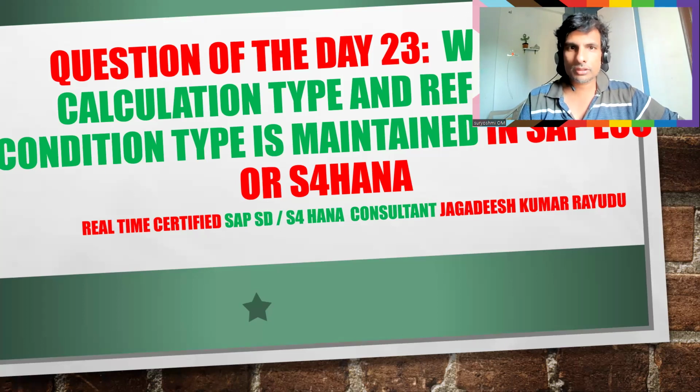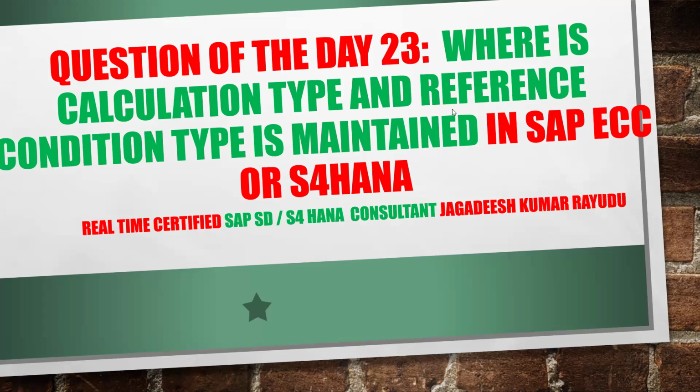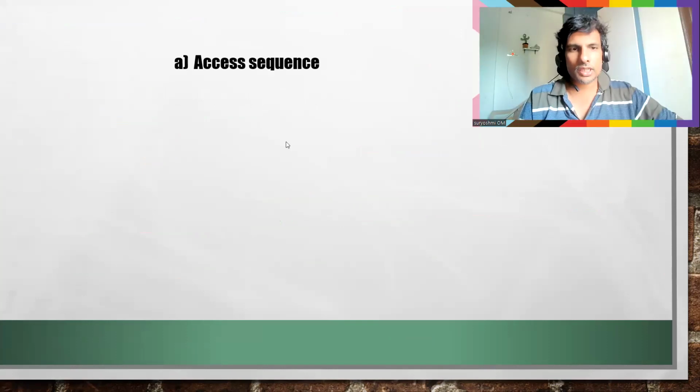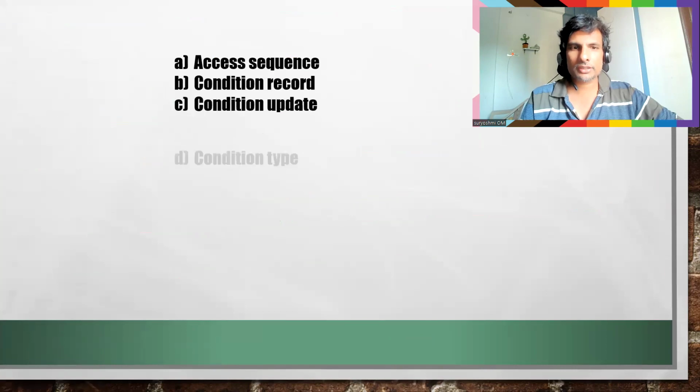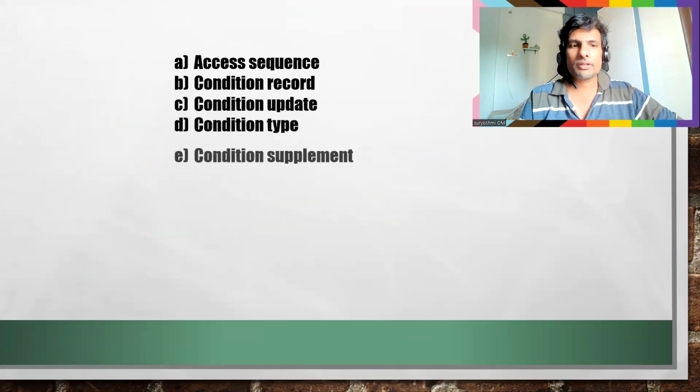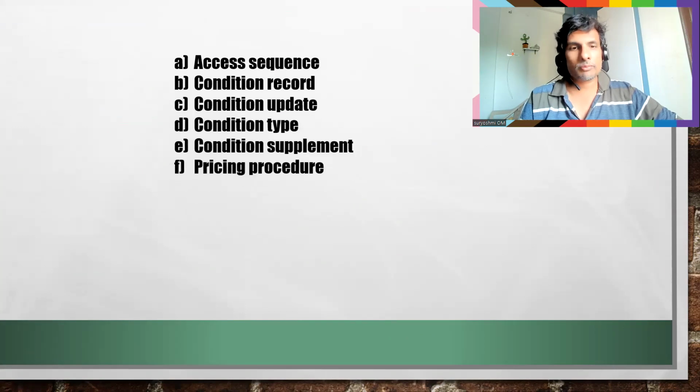Okay, question number 23. Where is the calculation type and the reference condition type maintained? I'll give you the options. A is access sequence, B is condition record, C is condition update, D is condition type, E is condition supplement, F is pricing procedure, G is none of the above.